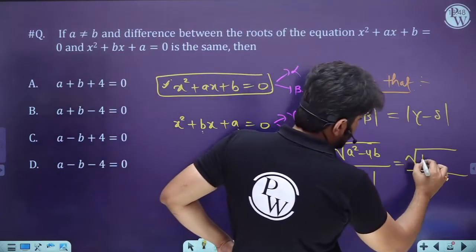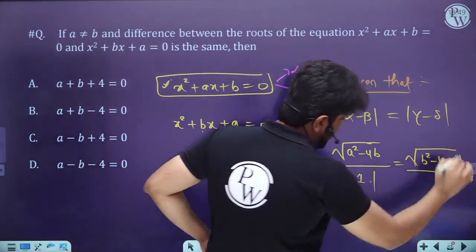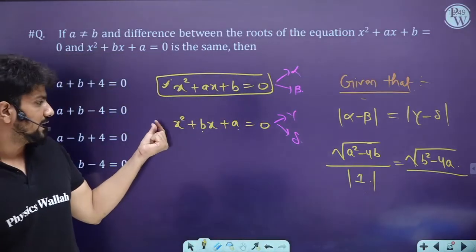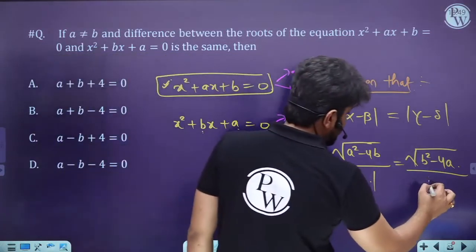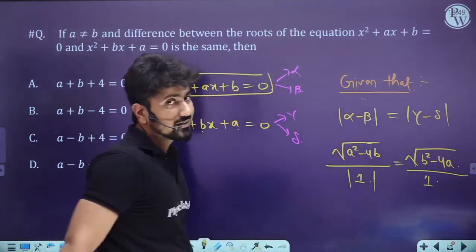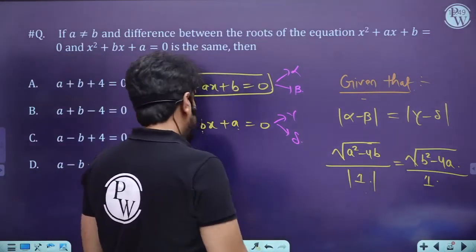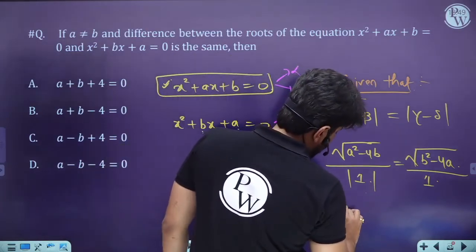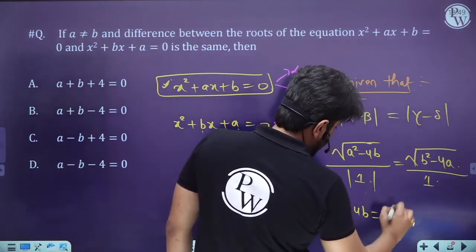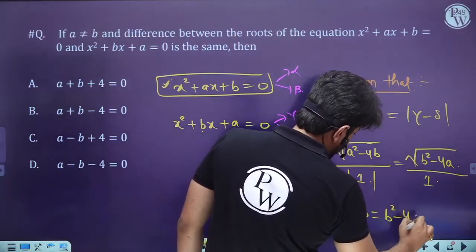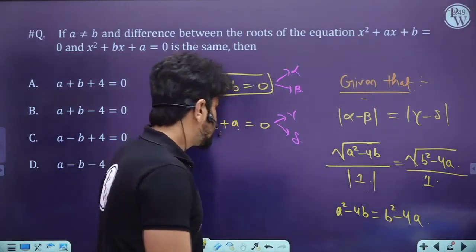b square minus 4a divided by modulus of a is the coefficient of x square, basically divided by 1. These two things are the same thing. Now just simply do the squaring on both sides. So in the left hand side we get a square minus 4b, in the right hand side we get b square minus 4a. Just arrange the terms.